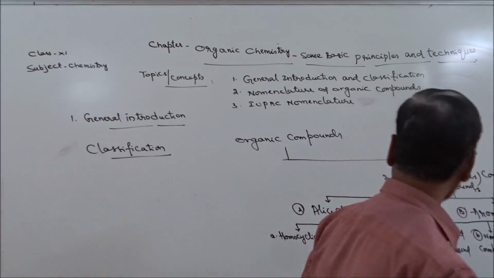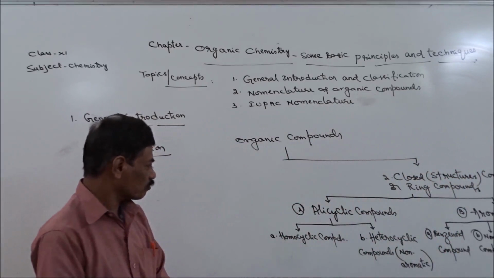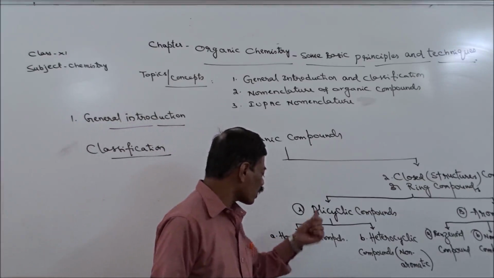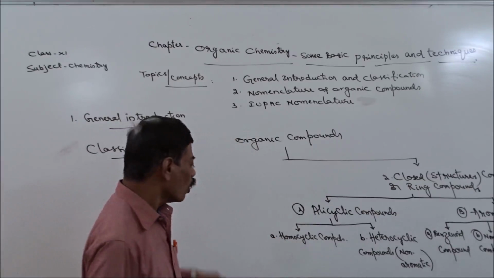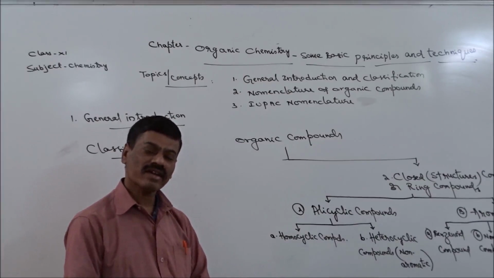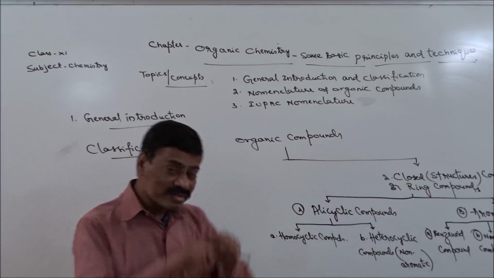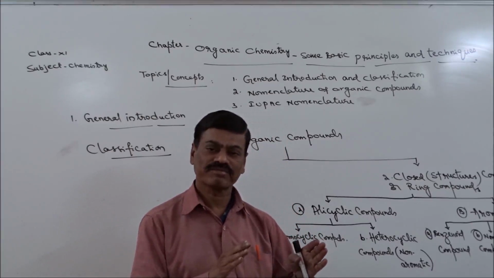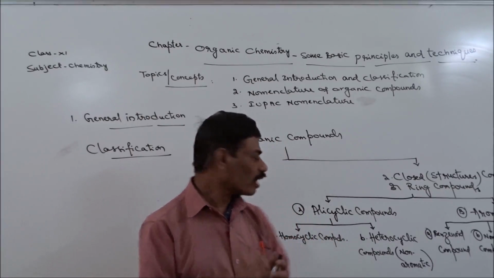Now let us see alicyclic compounds. In this we have two types. One is homocyclic compound and the other one is heterocyclic compound. A homocyclic compound is one wherein the cyclic structure will have atoms of the same type. Atoms of carbon, atoms of hydrogen, right?